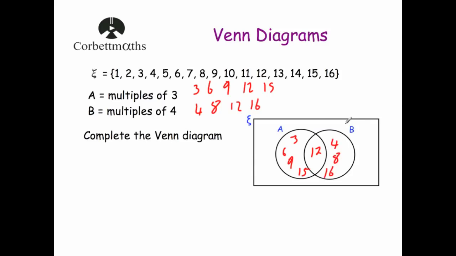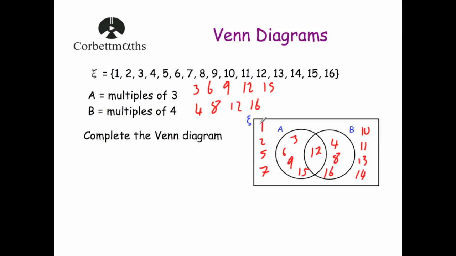And around the outside, that would be any other number that we haven't got in the diagram so far. So anything that's not a multiple of 3 or a multiple of 4. So let's put in our 1, 2, then it'll be 5, 7, 10, 11, 13 and 14.